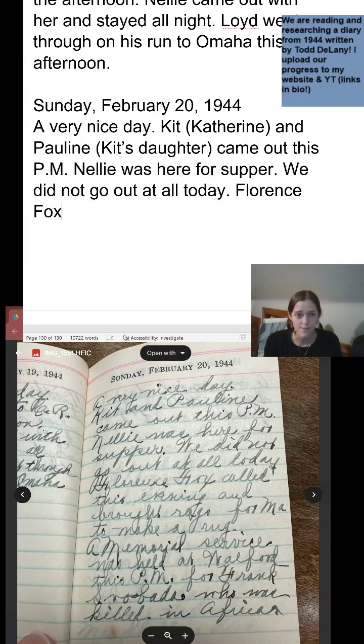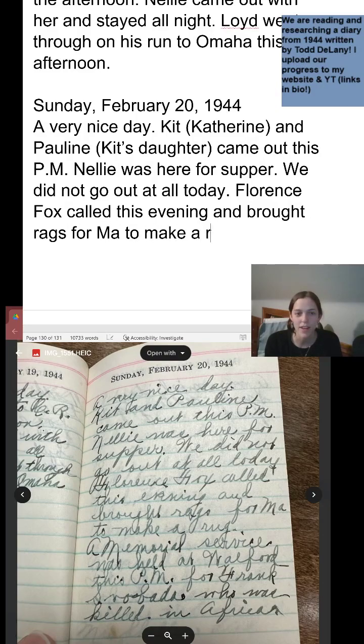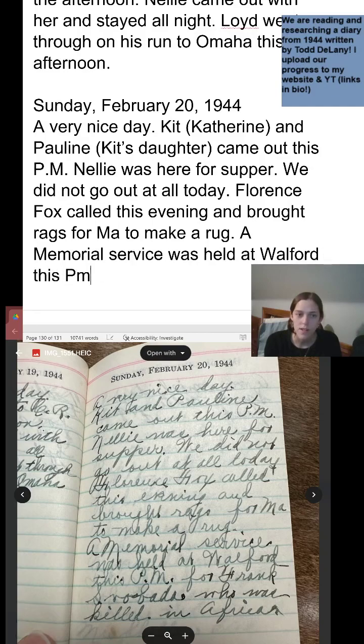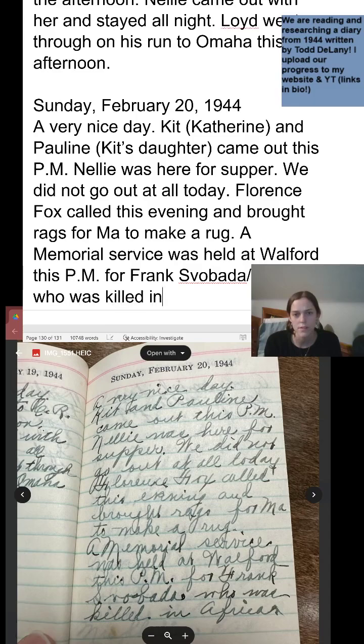Florence Fox called this, I said afternoon, but it says evening, and brought rags for Ma to make a rug. A memorial service was held at Walford this PM for Frank Svoboda, I forget how it's pronounced. We did figure that out. Who was killed in Africa.